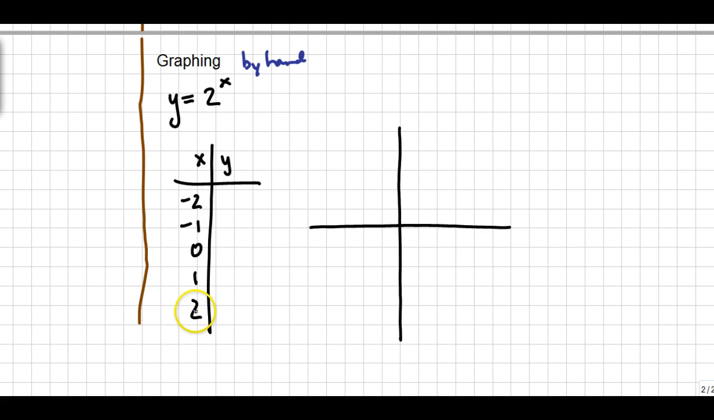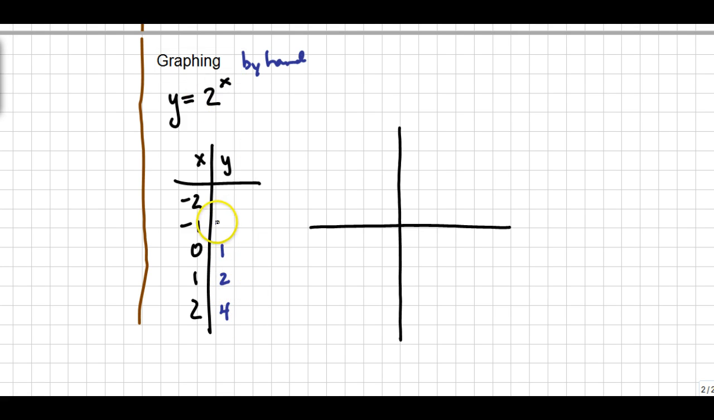Let's start with 2 for x. 2 squared is 4. 2 to the 1 is 2. 2 to the 0, be careful, is not 0, it's 1. And the reason is, as you go down the table this way, each time you're dividing by 2. So when we do 4 divided by 2, we get 2. 2 divided by 2, we get 1, not 0.